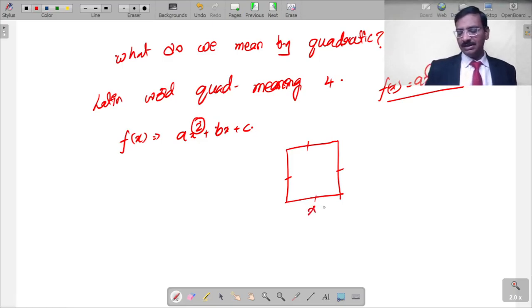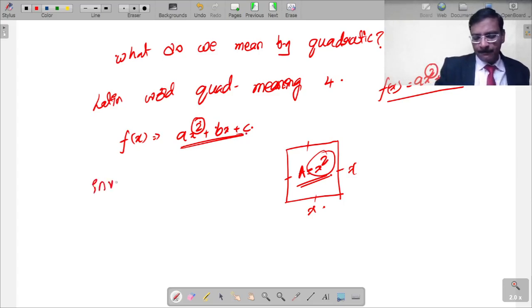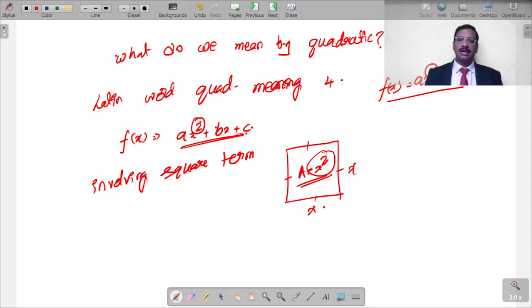Now suppose the side length is x, and the other side length is also x, then the area of this will be x square. So that's why the square term implies the area of a square. That is the reason this is called quadratic, involving a square term. And this is the reason we call this a quadratic function. As it involves a square term, we call this a quadratic equation.